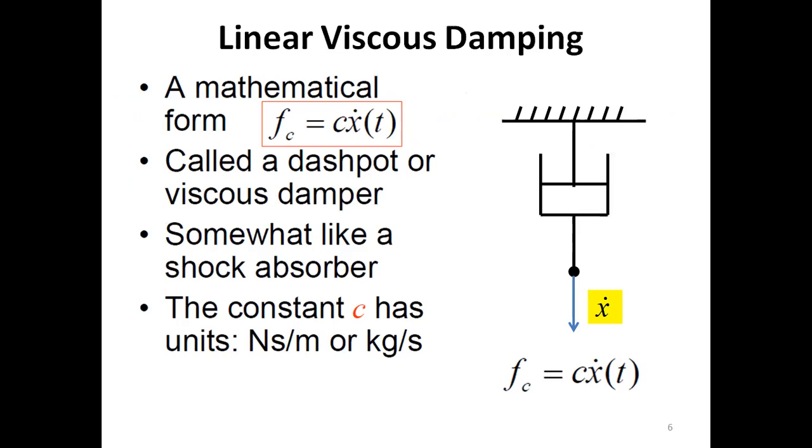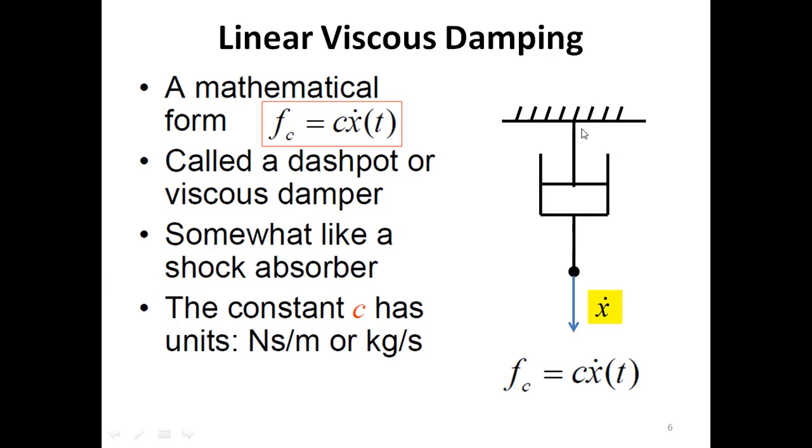So in this course, we have to model them as linear viscous damper or linear viscous damping. And this is actually the schematic that we would be using in the lumped parameter modeling. It is also known as dashpot or viscous damper or simply damper, and it is somewhat like a shock absorber. So this represents a cylinder and this represents a piston. So it has two ends. This is one end and this is the other end.